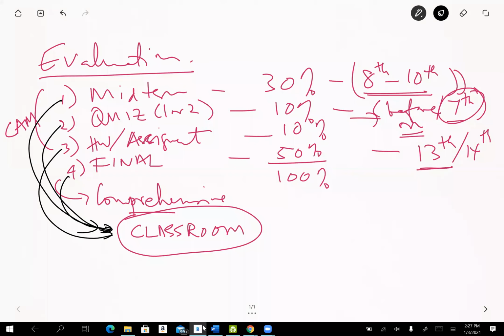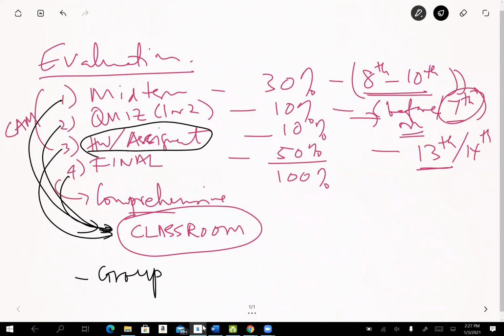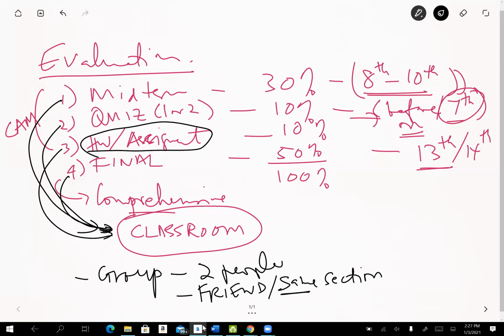All right. Number two, the homework. The homework and the assignment, I would like you to do in groups. Now, this group is a simple group, only two people. So you find your friend or anybody, not necessarily your friend, anybody in the same section. So do not find a friend in a different section. I want the same section because your names are by section. So if you are in section 11, then that friend of yours should be in section 11, or if you are in section 12, you will be in section 12 with your friend.